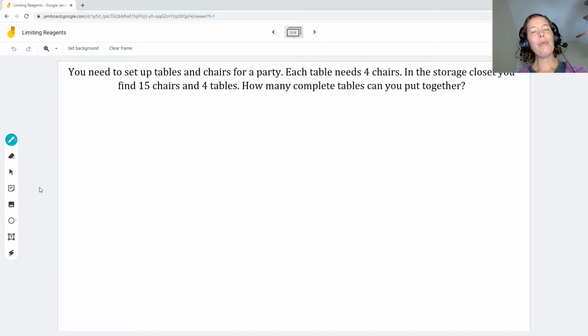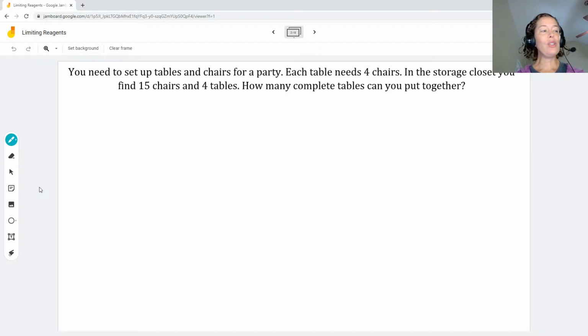So this is not what you think of when you think of, oh, I need to do a stoichiometry problem or I need to do a limiting reagent problem, but the concepts are going to be exactly the same. So what I want you to see is, even though you may have never set up tables and chairs before, the concept and the techniques are the same as what you have maybe done previously when you were putting together something else or planning a party or anything else.